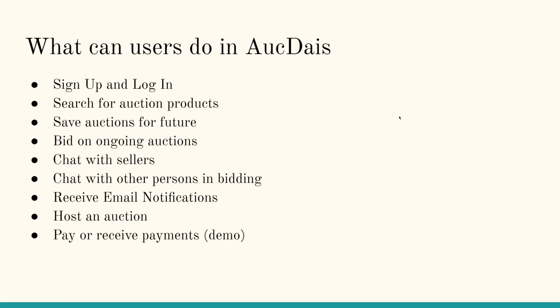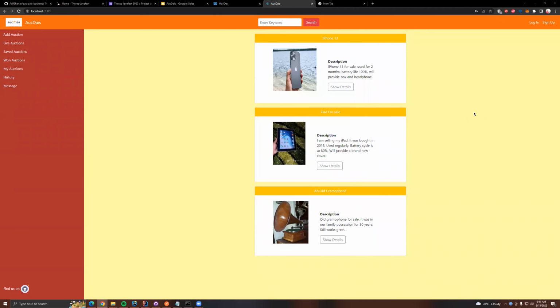Everything will be sent via email. Every notification, like an auction has started or an auction has ended or you have won an auction, etc. You can also host an auction. We have also demonstrated a demo of how we can pay or receive our payments. Now I will demonstrate how our UI looks, how everything works, and how we coded the entire thing.